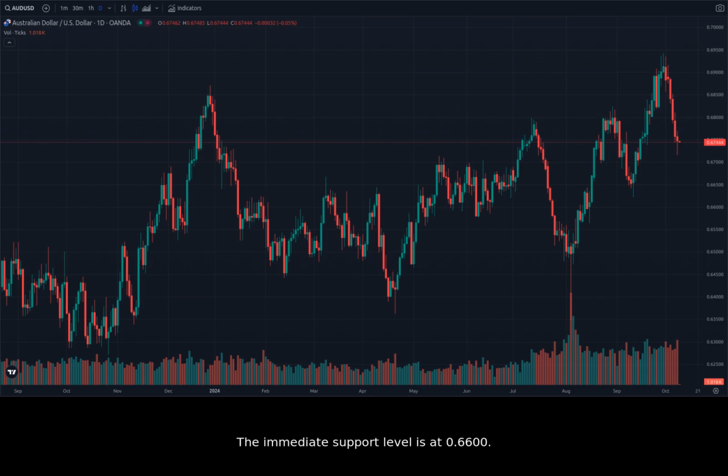The immediate support level is at 0.6600. This level could provide a bounce point for the pair. However, breaking below this level could signal further declines. Resistance is found around 0.7000. This level has acted as a ceiling for the pair in the past. The pair is unlikely to break above this level unless there is a significant shift in market sentiment. Breaking above 0.7000 could signal a potential bullish reversal.